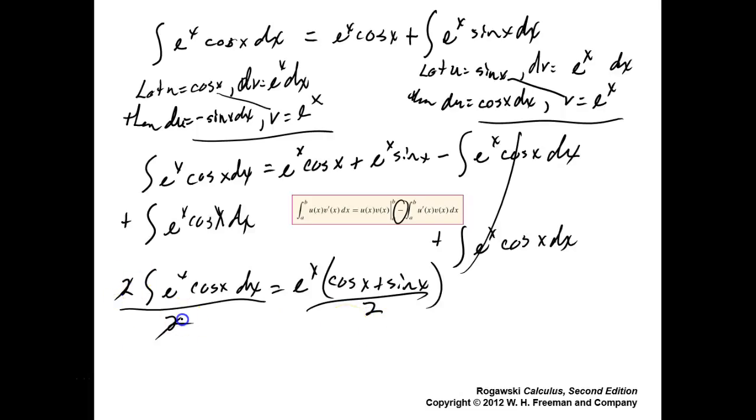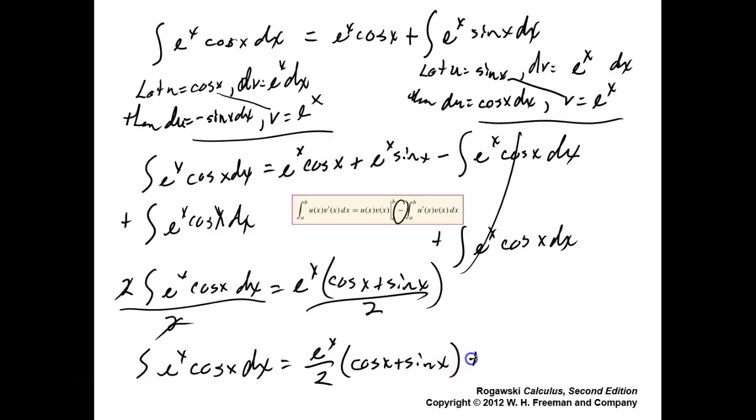And that will give us the integral of e to the x cosine x dx is equal to e to the x over 2. You don't have to write it this way, times cosine x plus sine x plus c. You have to do a plus c because it's indefinite. Okay. Now this may not be the form they do it in the book, but let's see if it's close.